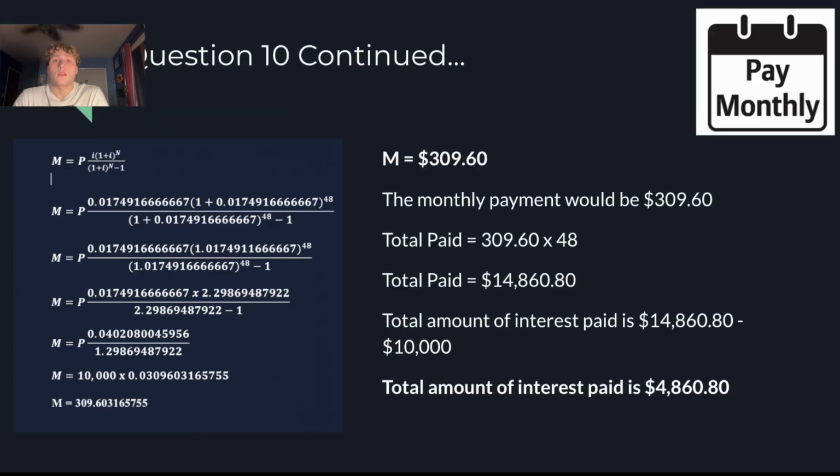There's my work there, the formula, and you get a monthly payment of $309.60, which is a steep price compared to the $133.93 previously found. So you multiply this value by 48 for the 2 years, and you get a total paid of $14,860. And the amount of interest paid is $4,860.80.